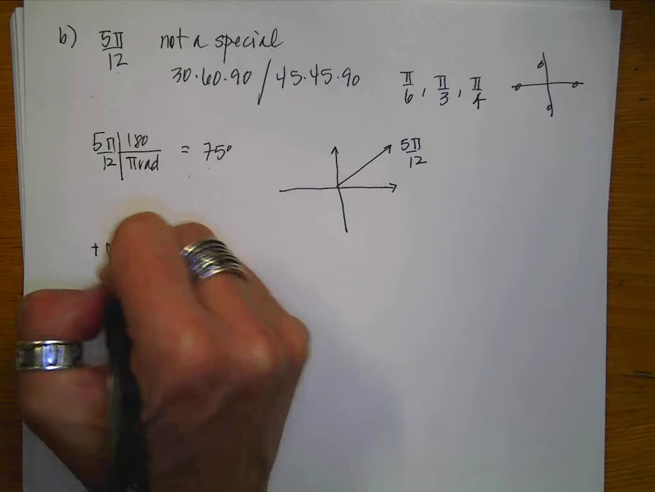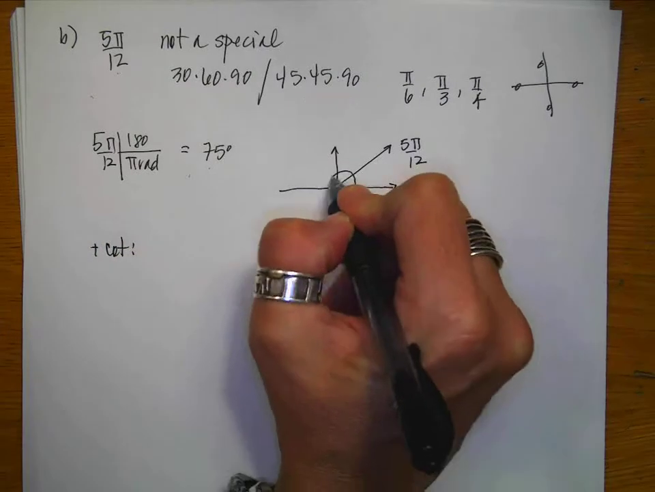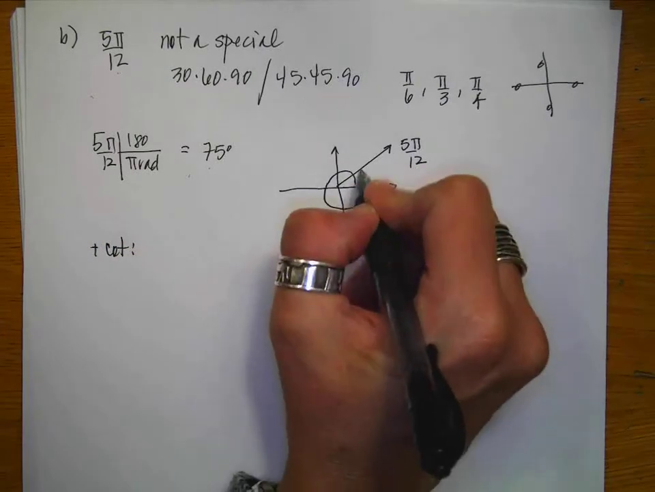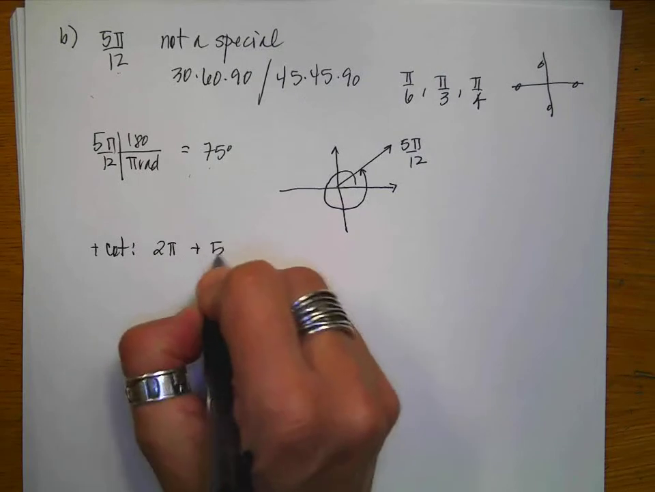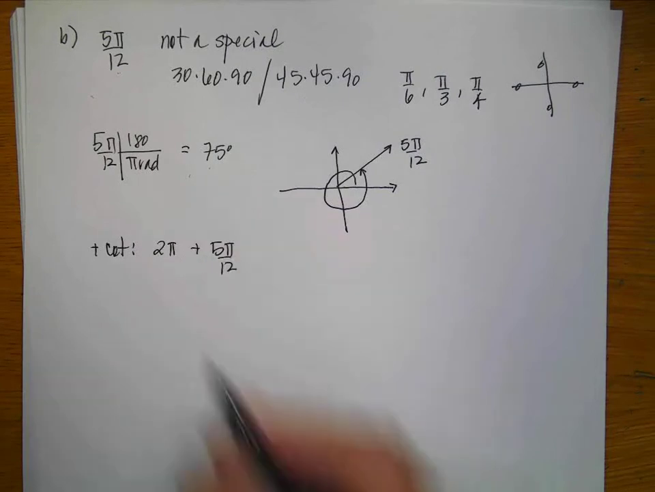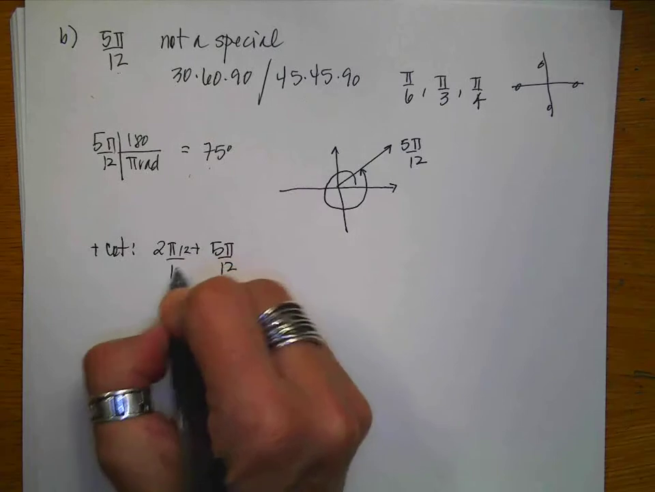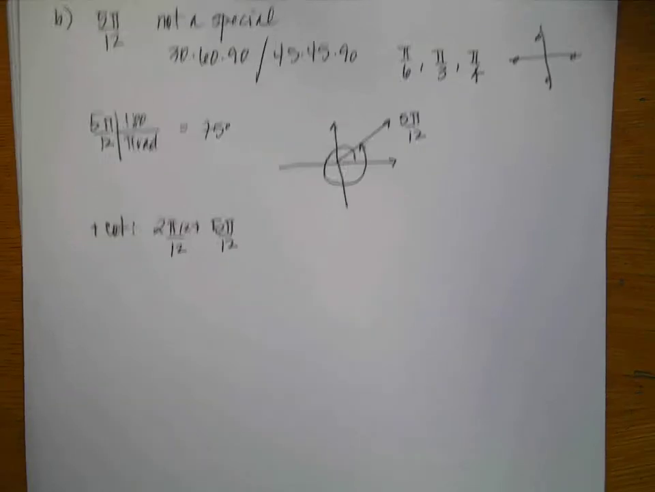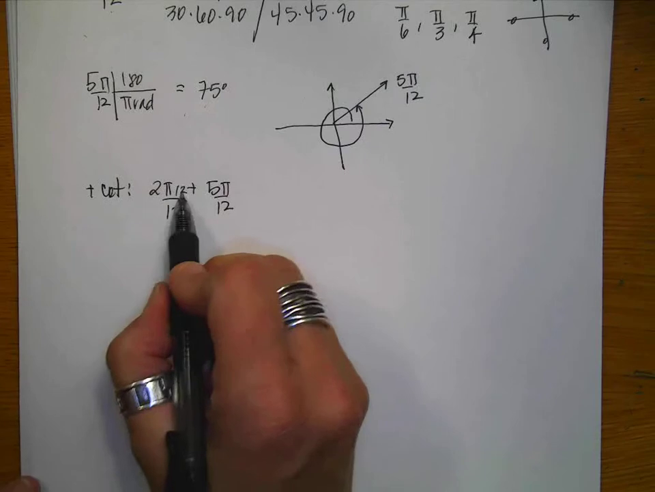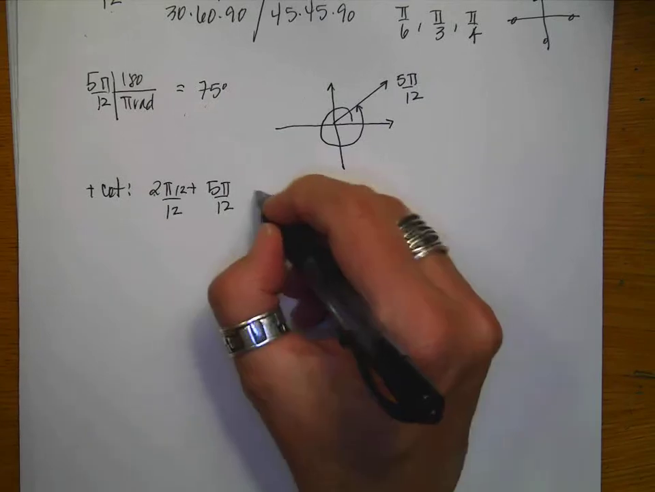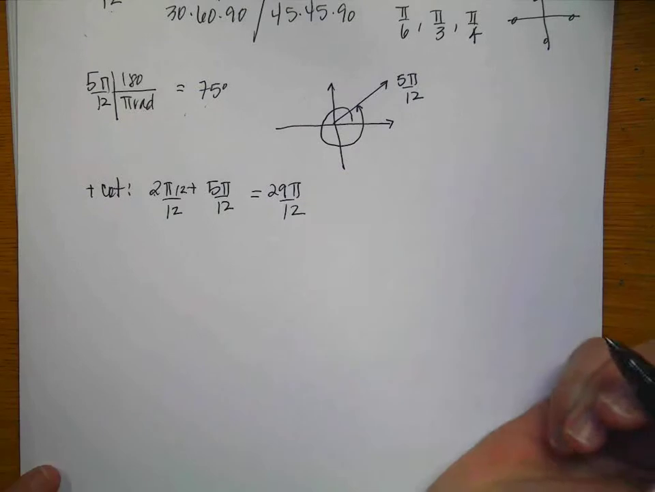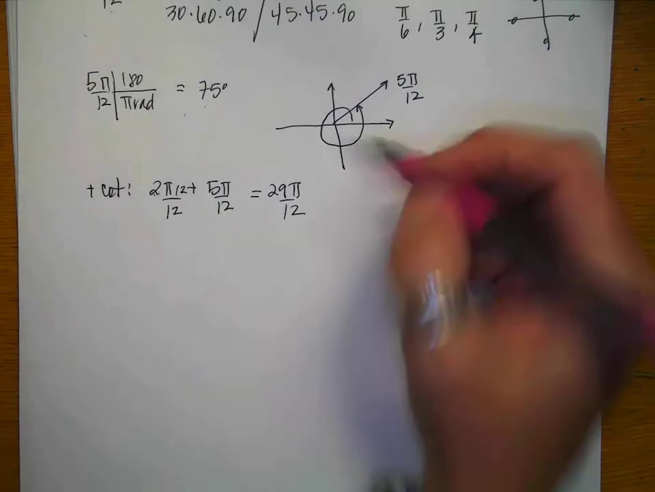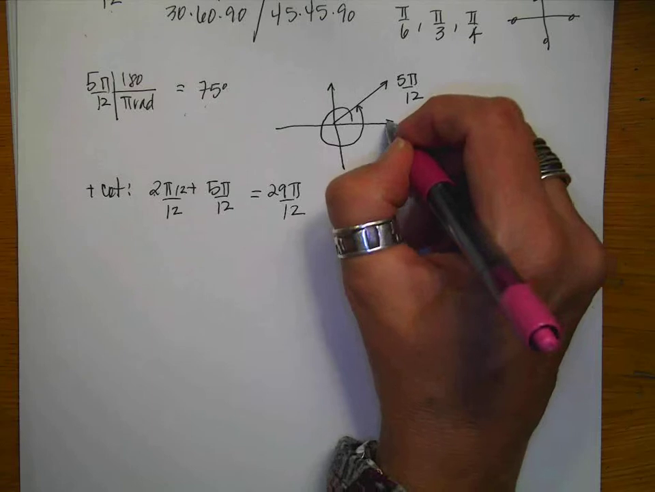And I'm going to do the exact same process that I did on the last one. If I want to do my positive coterminal, I am going to take a lap and go to that angle. Well, the lap is 2 pi, and then I'm going to continue 5 pi over 12. I need to multiply this fraction by 12 over 12 so that I can put the two fractions together. 12 times 2 is 24 plus 5. This is 29 pi over 12.